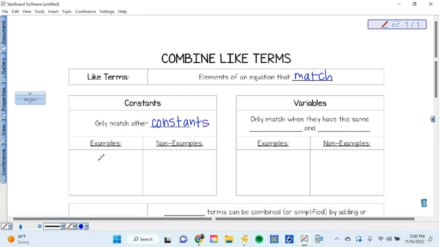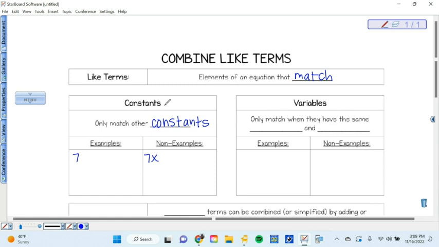Something that stays the same. So an example would be 7. 7 is always going to be 7, right? It does equal 7. Whereas a non-example of a constant would be 7x. Because 7x could be 7, it could be 14, it could be 21, it could be 28, it could be 35, it could be 42, it could be 49. You get the picture, right? When it has a variable, it's not constant, it's varying.